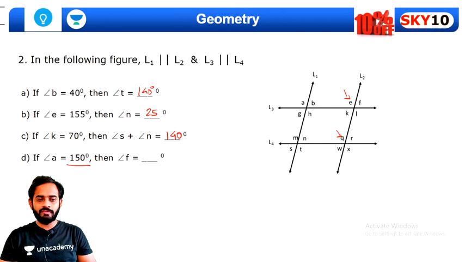The value of A is 150 degrees. Okay, if the value of A is 150 degrees, then what will the value of F be? A and F are exterior angles. That's why their summation should be exactly 180 degrees. So the value of F comes out to be 30 degrees. Very simple. I hope there is no doubt over here.